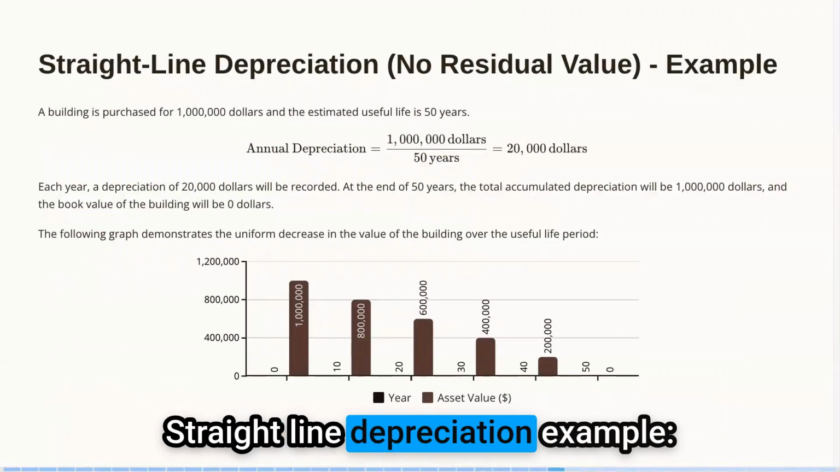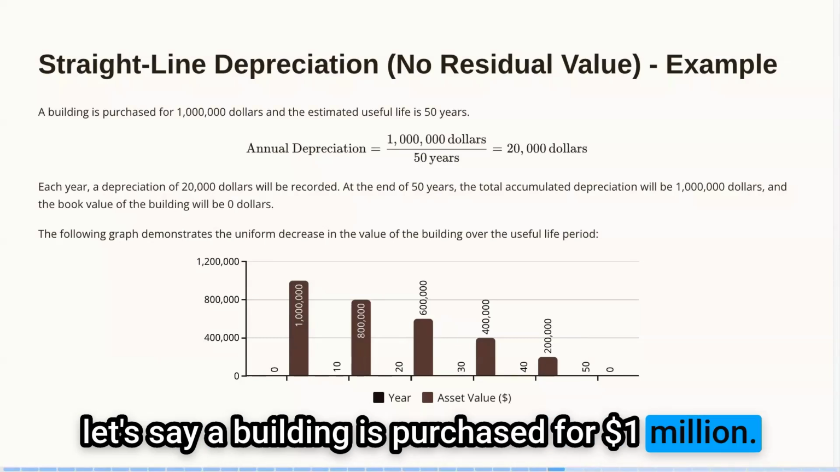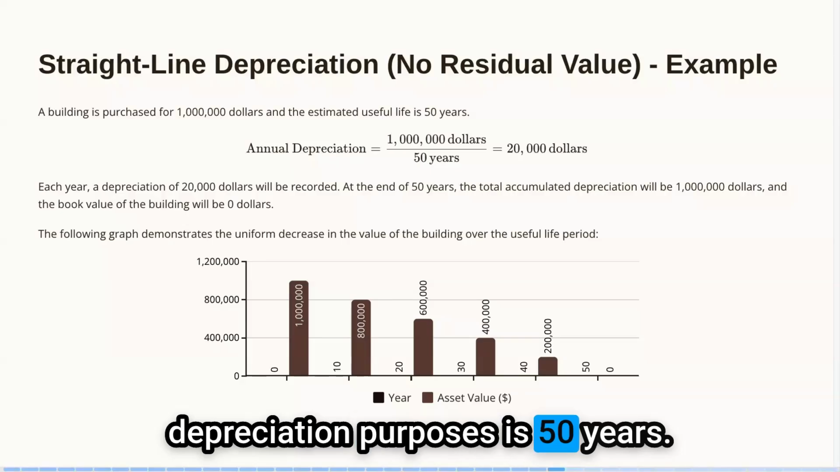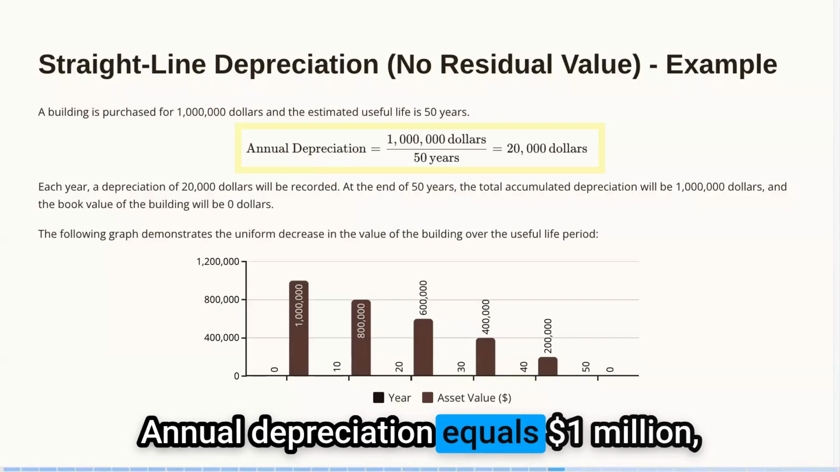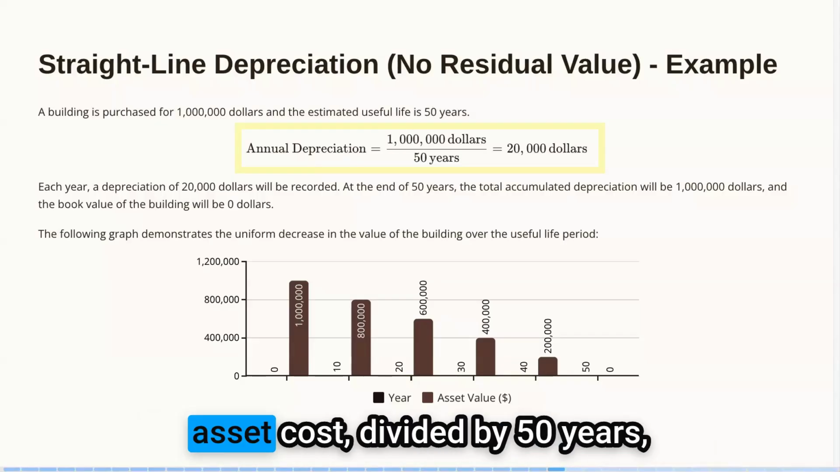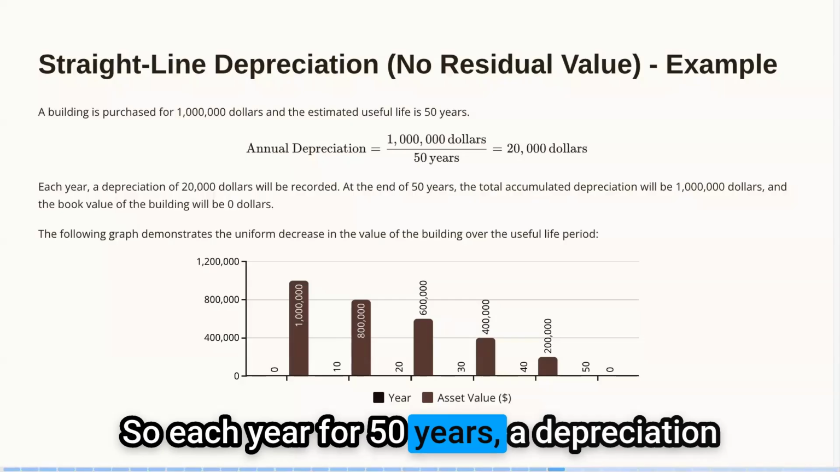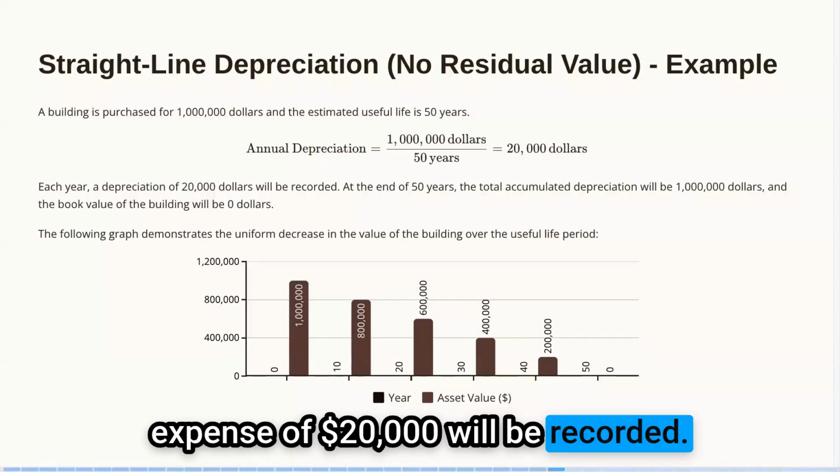Straight line depreciation. Example. Let's say a building is purchased for $1 million. Its estimated useful life for depreciation purposes is 50 years. Assume no salvage value. Annual depreciation equals $1 million asset cost divided by 50 years useful life equals $20,000 per year. So each year for 50 years, a depreciation expense of $20,000 will be recorded.